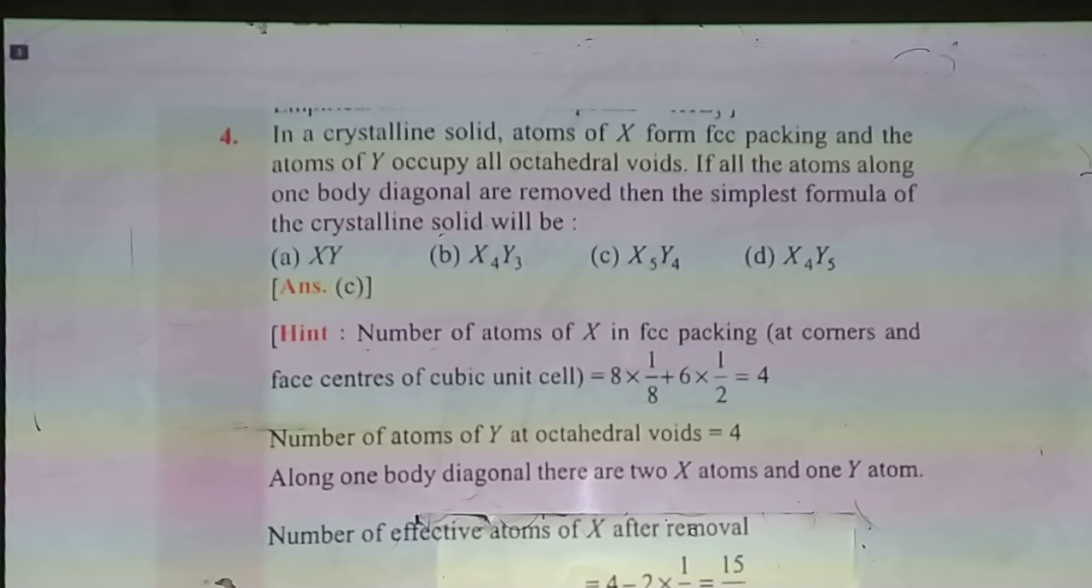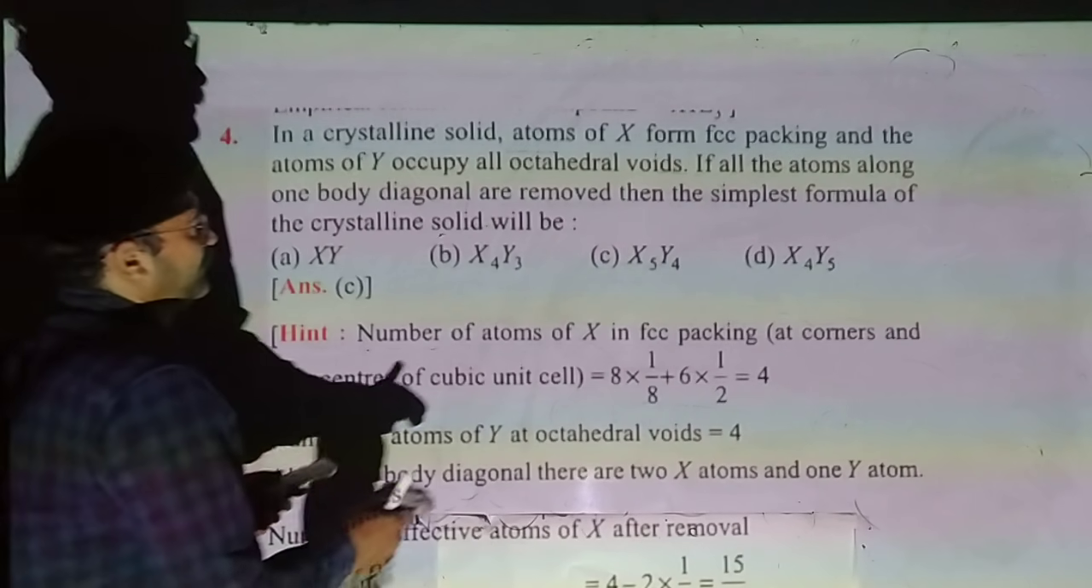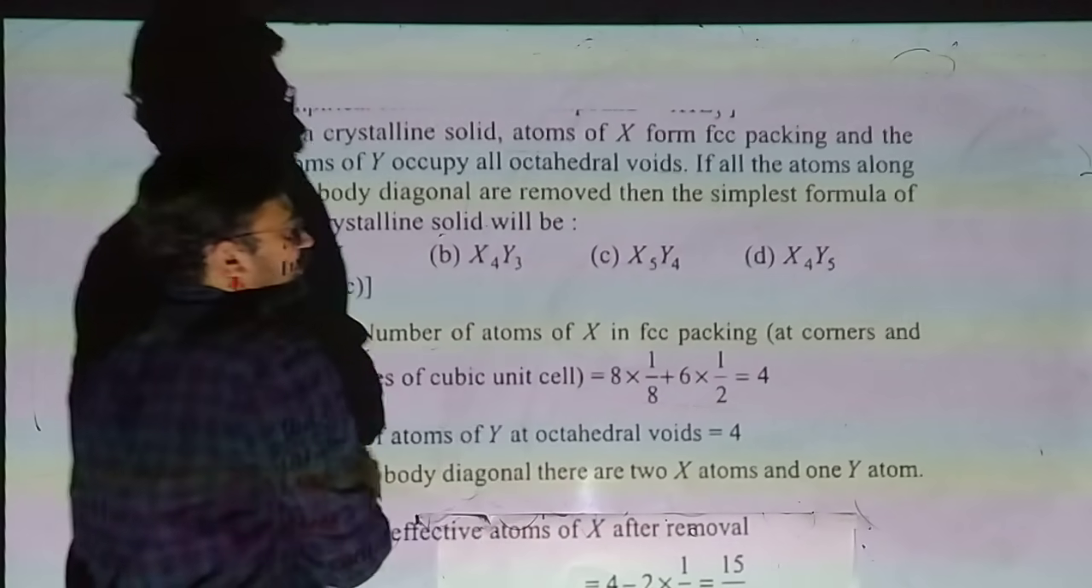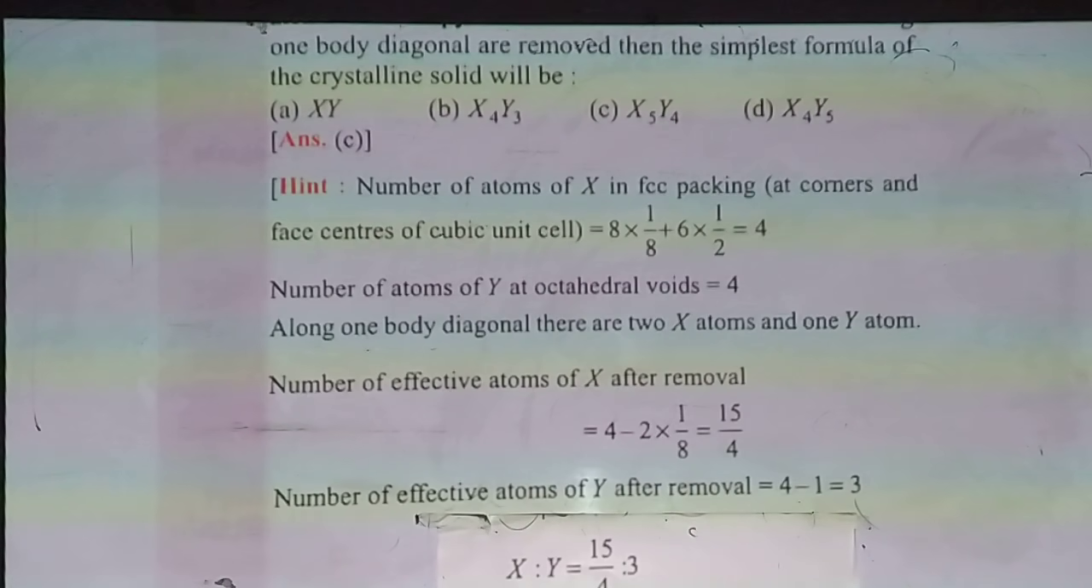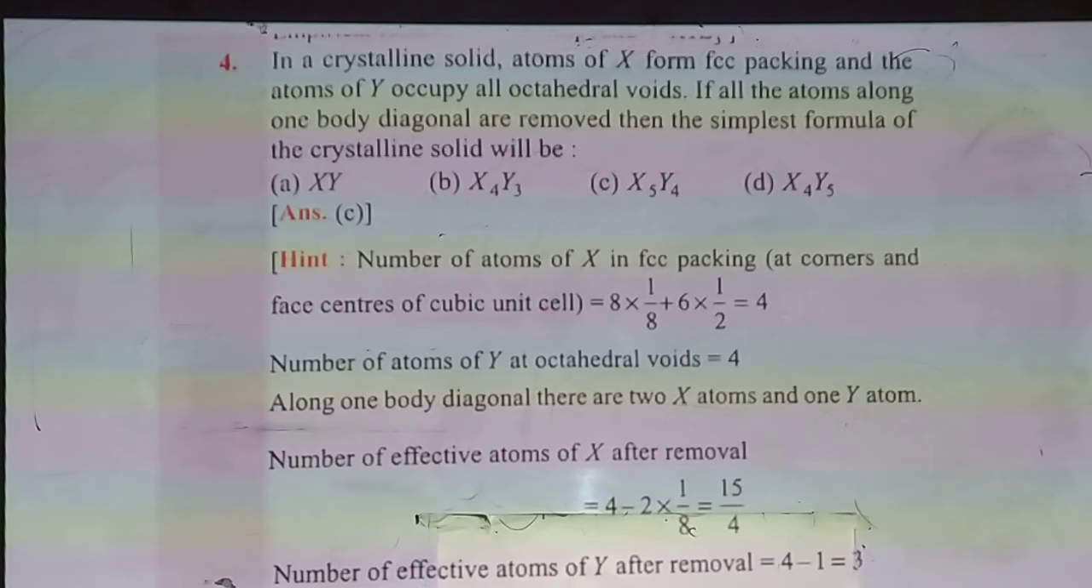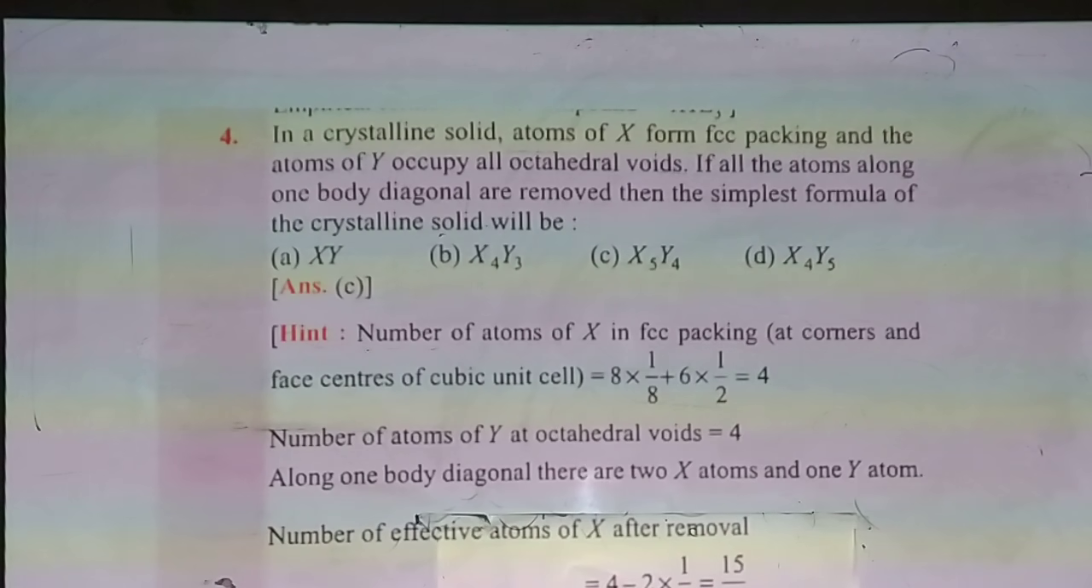In a crystalline solid, atoms of X form FCC packing. X is the sphere of the crystal, and atoms of Y occupy all octahedral voids. If all the atoms along one body diagonal are removed, then what will be the simplest formula of the crystalline solid? You can see, in the crystalline solid the atoms of X form FCC.